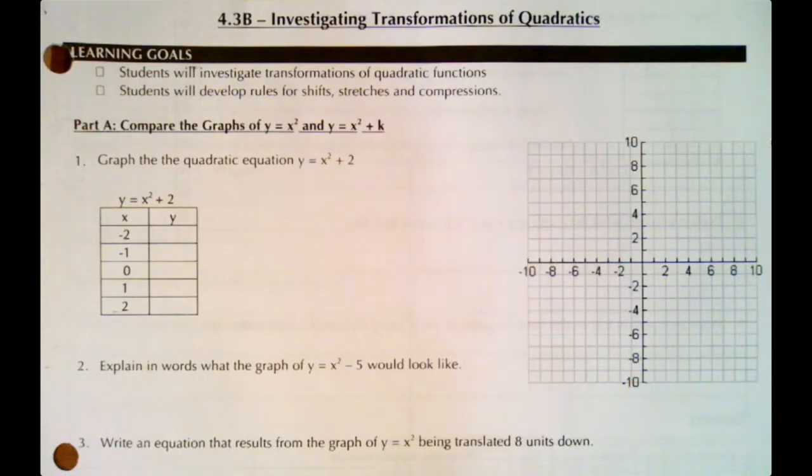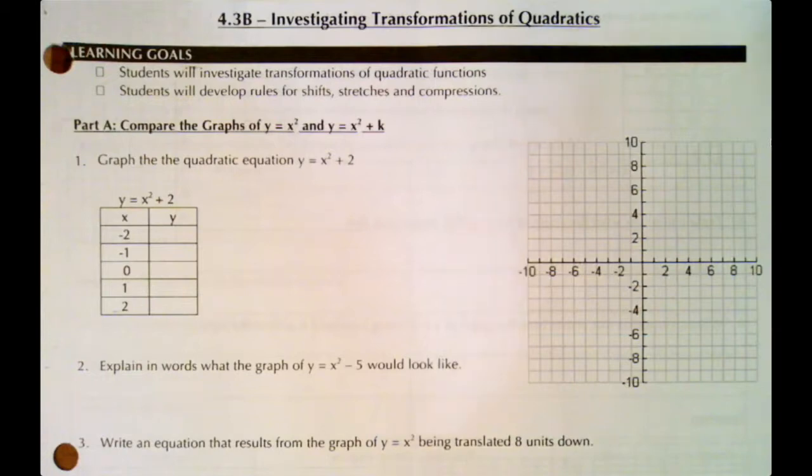Okay, this is lesson 4.3b, and we're going to continue investigating transformations of quadratics, but this time we're going to try to draw some conclusions based on the investigation you did in part A. So in part A, you graphed using Desmos, and in part B here, I'm going to do the graphs, and we're going to try to make some connections between equations, descriptions, and graphs. So let's look at our first graph here.